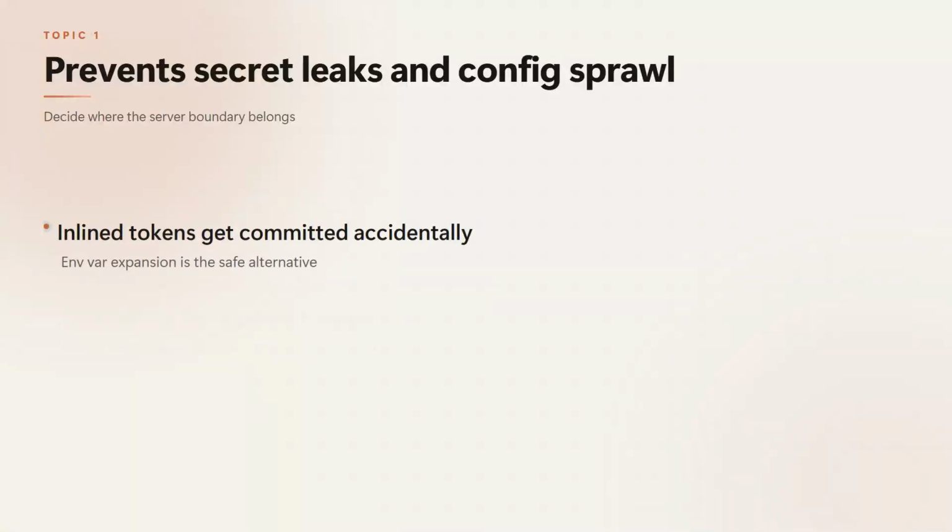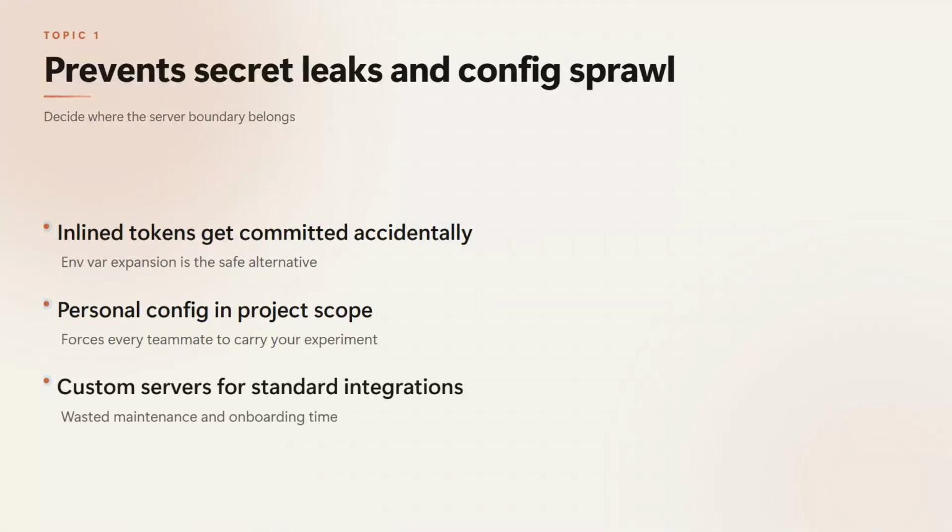Without correct scoping, two failures happen in production. First, secrets leak. Someone inlines a token, gitignores the file, and 6 months later a new teammate copies the config without the .gitignore and commits the secret. Environment variable expansion prevents this entire class of incident. Second, config sprawl. Personal experiments end up in the project config, and suddenly every team member has a broken server they never asked for. The cost is trust in the config file and time wasted debugging other people's experiments.